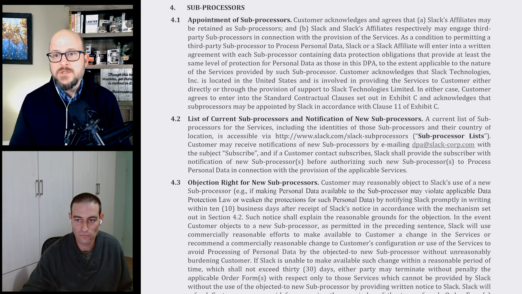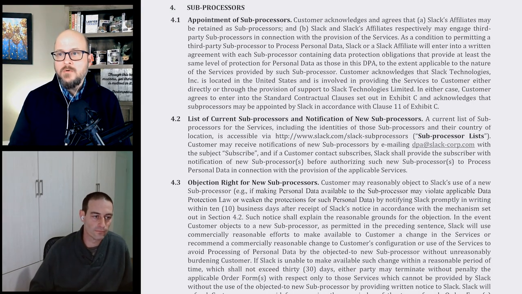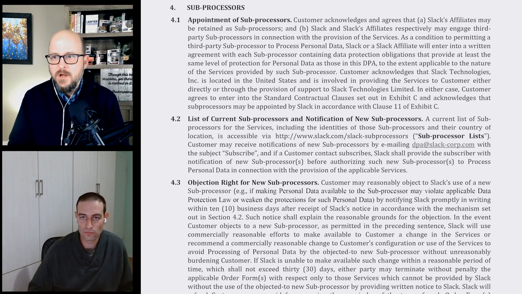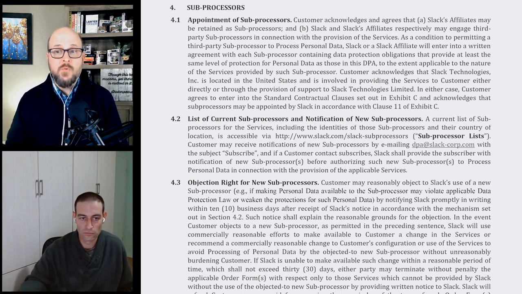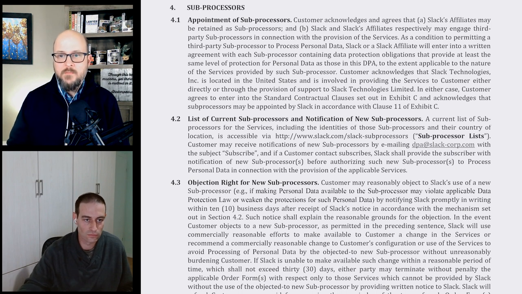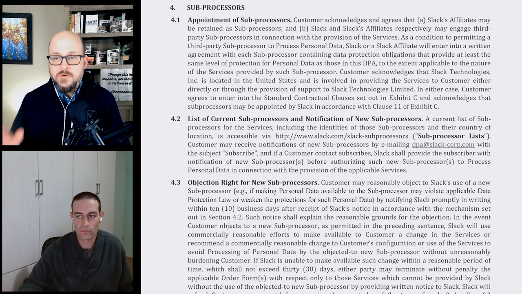Gotcha. Well, you, company, are trusting Slack with data that you are responsible for. Slack also trusts other companies with the data that you are responsible for. This is down in section 4, subprocessors, and 4.1. They note they're going to use other companies. And it says at the end of that section, if you enter into the standard contractual clauses, then you grant a general written authorization to Slack to appoint subprocessors in accordance with section 9. What do you think of this section, section 4, talking about the appointment of subprocessors and the use of subprocessors?